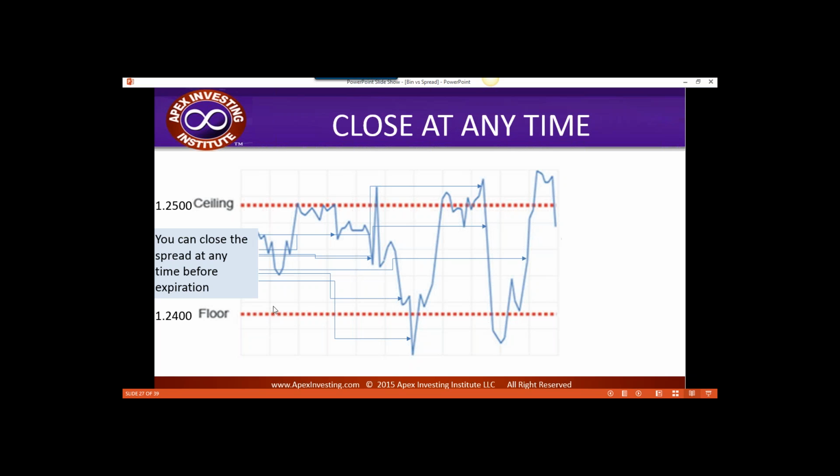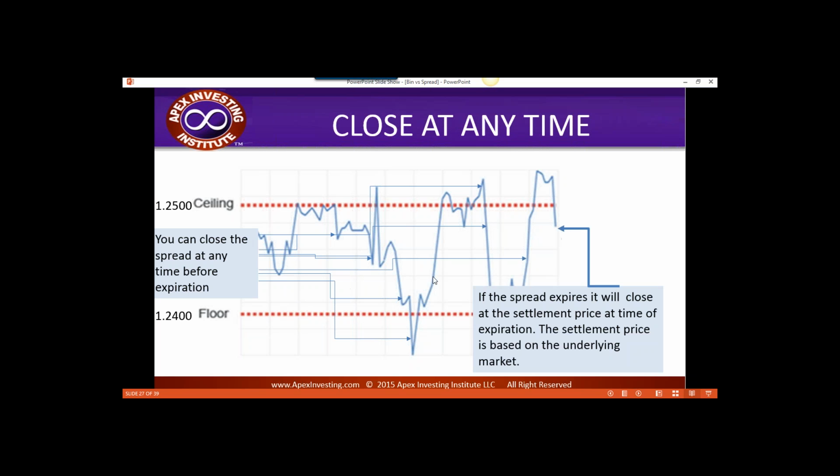Or let's say you bought it at 24.05 and it went up 500 points. You're still only going to make money to the ceiling, okay? Your floor and ceiling is what caps you and protects you, okay? Think of it like a box. So if the spread expires, it will close at the settlement price at the time of expiration. Like I said, wherever you buy or sell compared to where it expires is what you get. But in a nutshell, that's a spread. $1 per tick up, $1 per tick down. It kind of mimics the market, okay?